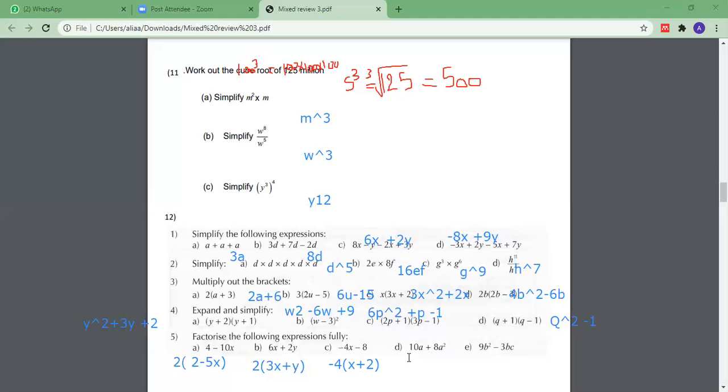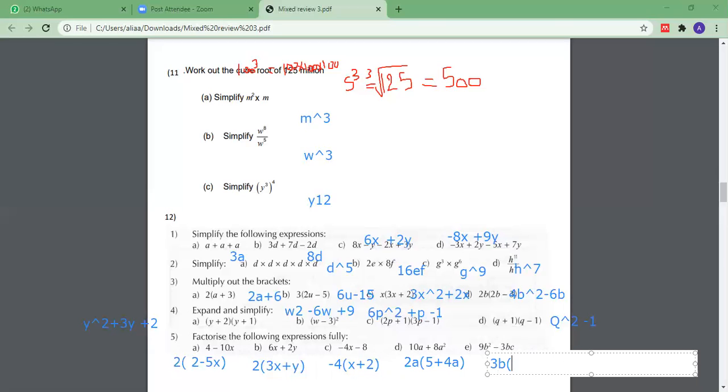But I always prefer to take the negative common since it's common in both sides. Okay. 10a plus 8a power 2, they are both in table 2 and they have a common letter a, so I'll take 2a common, bracket 5, 10a divided by 2a will be 5, plus 8a power 2 divided by 2a will be 4a. And finally 9b power 2 minus 3bc. So both of them are in table 3 and they have common letter b, so I'll open the bracket.